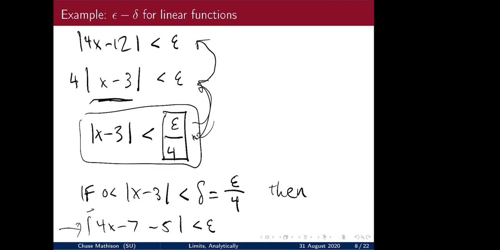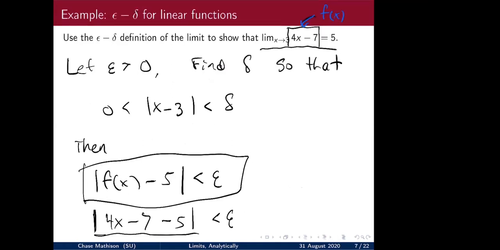Are there any questions on this? So is it clear to everybody that delta is epsilon over 4, that delta we want to take to be epsilon over 4? And when we do that, that guarantees that f of x minus L is less than epsilon. All right, so this type of problem, this linear limit here is the only type of limit that I expect you to be able to do on an exam with the epsilon delta definition. So knowing that, does anybody have any questions?